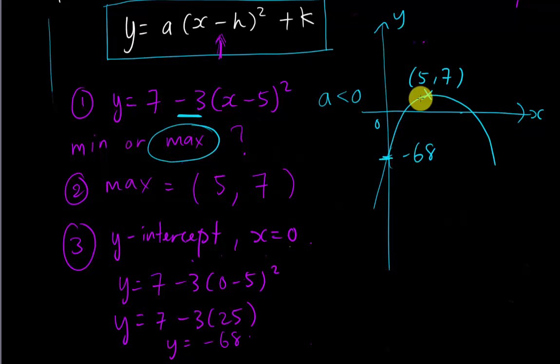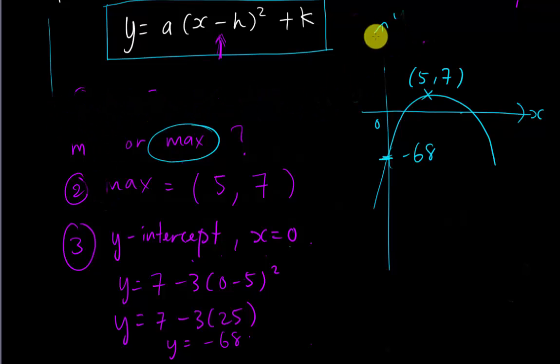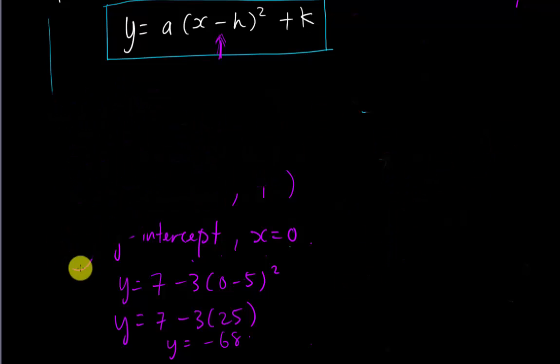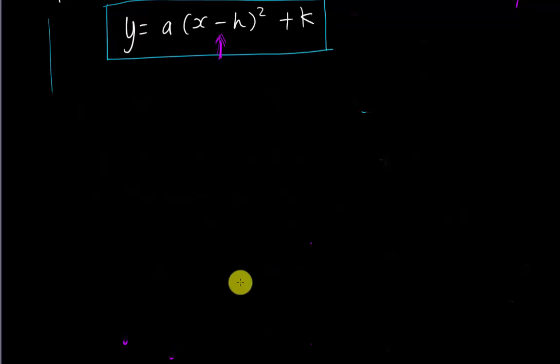Before I end this video, let me teach you again how to do completing the square, because a lot of students still can't do it. Let me make this completing the square a bit more interesting. I randomly give you an equation, something like y equals x squared minus bx plus 5. This is just a random one.